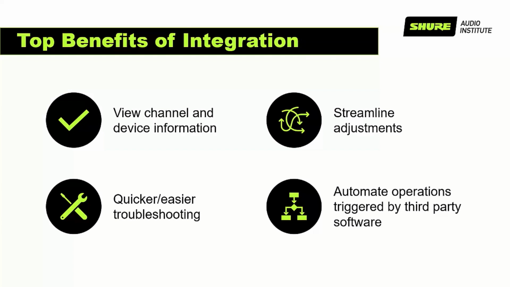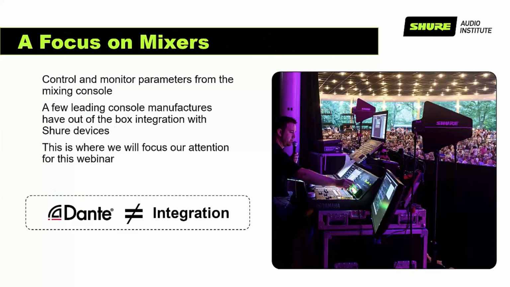And then, like the QLab example, being able to automate operations triggered by third-party software. So imagine if you want to mute 100 channels at the same time, you could automate it with QLab to say, I'm just going to send the command to the 100 channels at the same time. But for this webinar today, we're really only going to focus on mixers and how to integrate transmitters and receivers onto mixers.